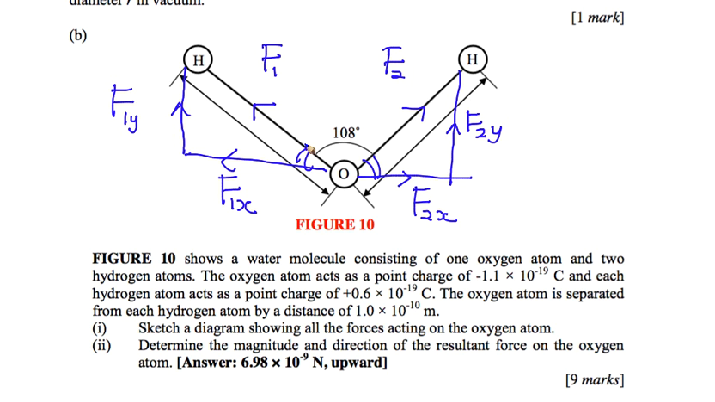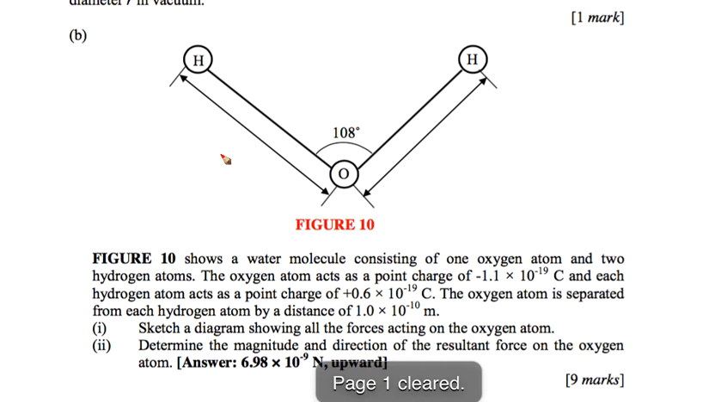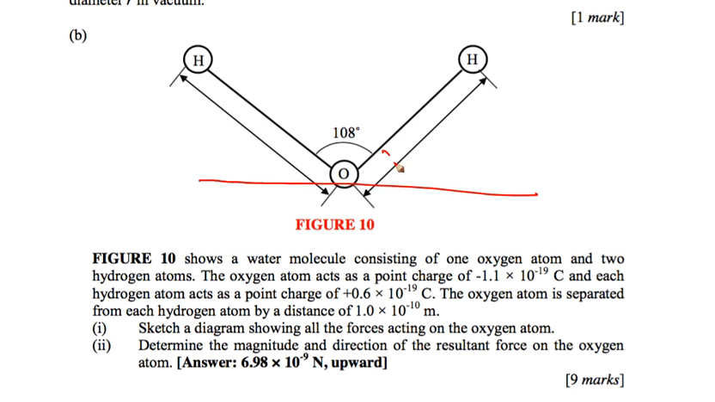So what is the angle here? Because this is 180 and this is 108, meaning the angle here is 36, and this is 36. So if you draw the diagram here, this is a 36 degree angle and this is a 36 degree angle. This is F1 and this is F2.